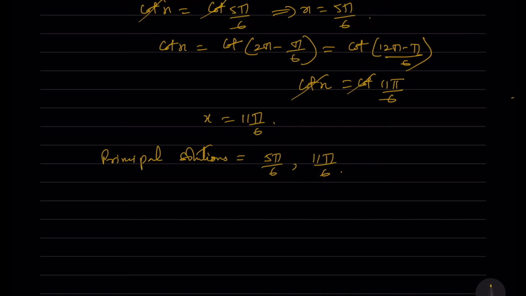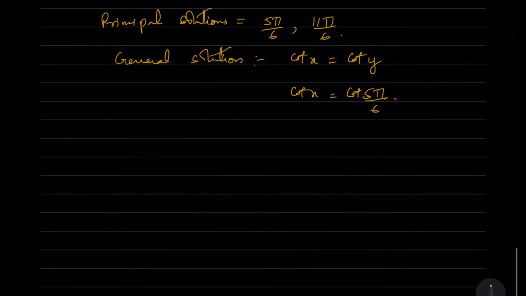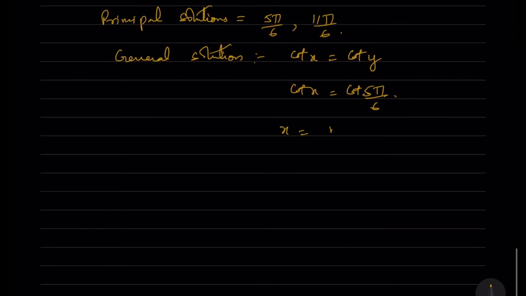Now what are the general solutions? We'll see. General solution is, for tan and cot it is the same. So general solution you are having cot x is equal to cot of y, that is cot x is equal to cot of 5 pi by 6. So cot and tan has the same formula, therefore x is equal to n pi plus y. So x is equal to n pi plus 5 pi by 6, for n belongs to Z. This is the general solution.